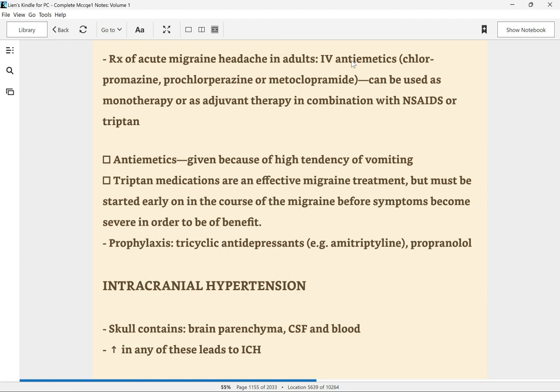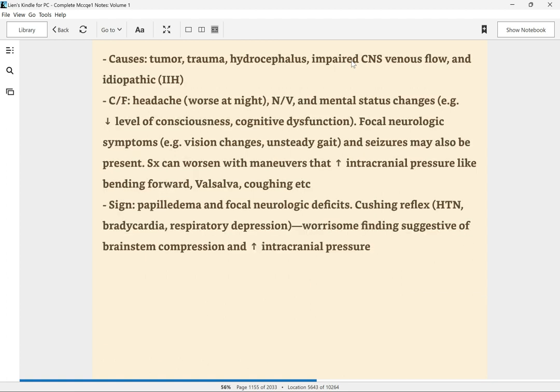Intracranial hypertension. The skull contains brain parenchyma, CSF, and blood; an increase in any of these leads to increased intracranial pressure. Causes: tumor, trauma, hydrocephalus, impaired CNS venous flow, and idiopathic, IIH. Clinical features: headache worse at night, nausea/vomiting, and mental status changes, e.g. decreased level of consciousness and cognitive dysfunction. Focal neurologic symptoms, e.g. vision changes, unsteady gait, and seizures may also be present.